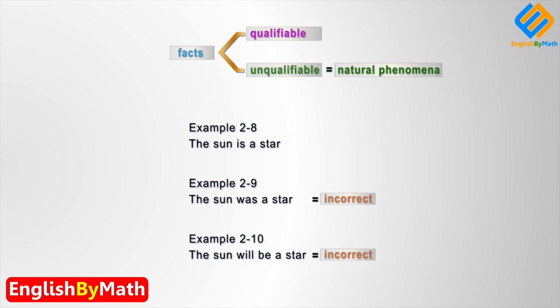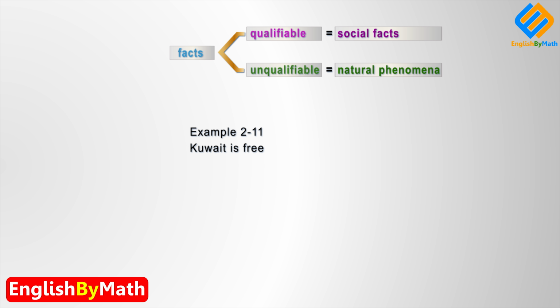Qualifiable facts, on the other hand, are subject to our will. They are social facts. Kuwait is free. This fact changed in 1990 when Saddam Hussein occupied the state of Kuwait. Kuwaitis rose against Saddam's occupation. They used the sentence in 212, Kuwait was free, to say that Kuwait was occupied.